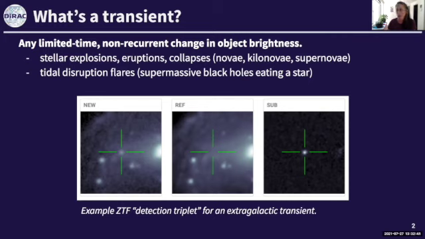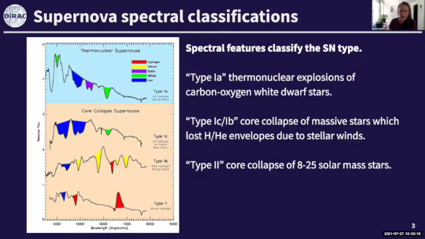This is just an example of how we find transients: a new point source that appears, usually near a galaxy. In this example is the detection triplet of the new, the old, and the subtraction images from ZTF. So that's what a transient is and how we find them. But you did just see a bunch of really nice examples of light curves of supernovae. Sometimes the light curve is enough to classify it, but really you want a spectrum to spectroscopically classify the type of transient that you're seeing.